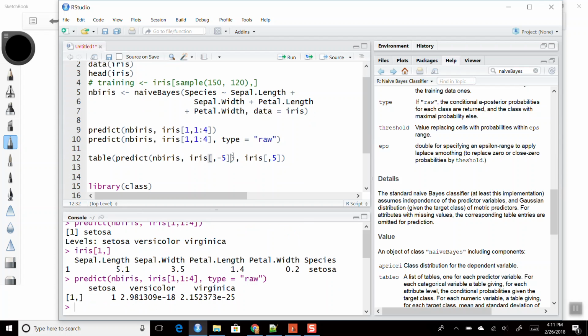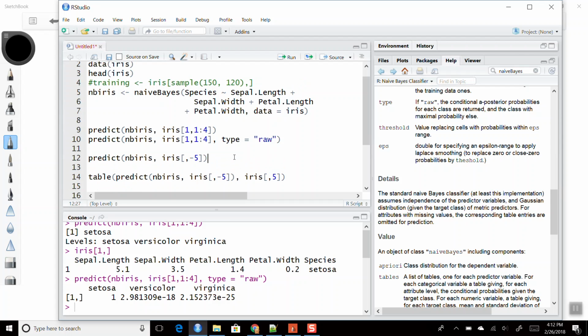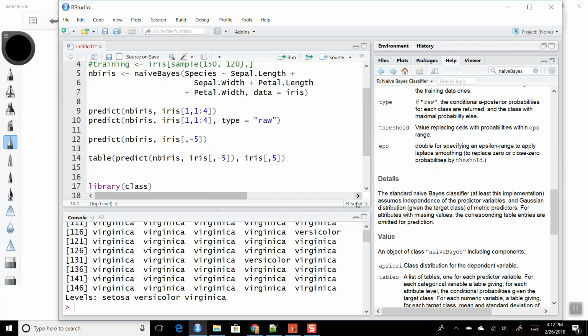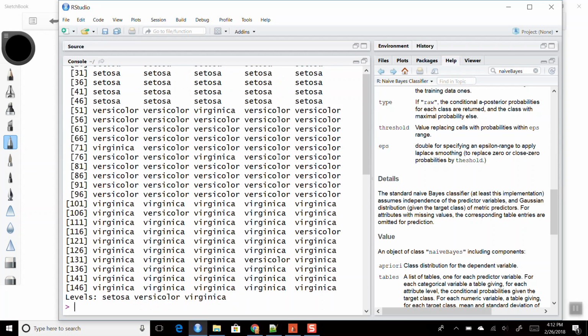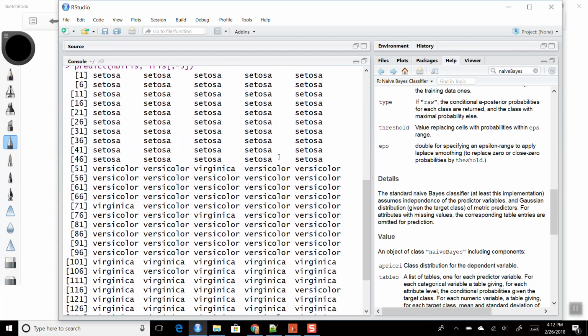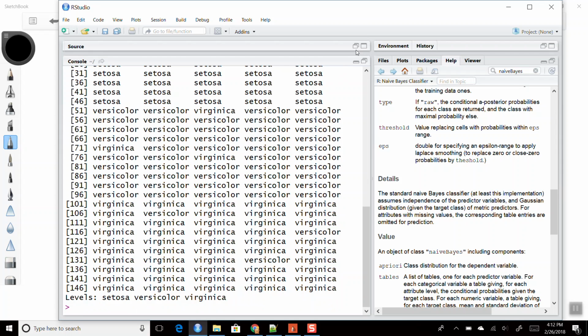And here we could do a prediction for all. I can just say predict using the model for all of our data points. Basically, use columns 1 through 4, just don't use the 5th column. And so this says, all right, this is what I'm predicting: setosa, virginica, and versicolor.